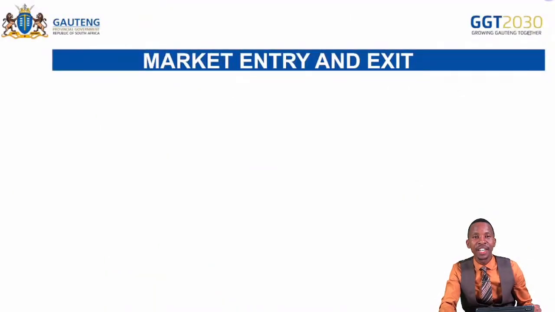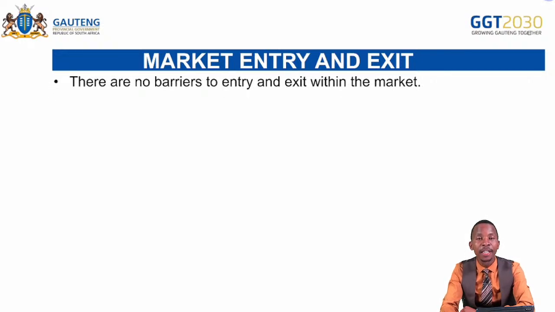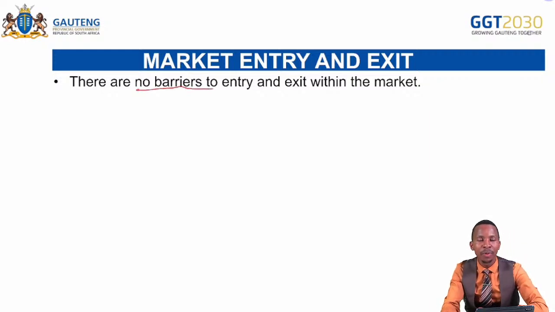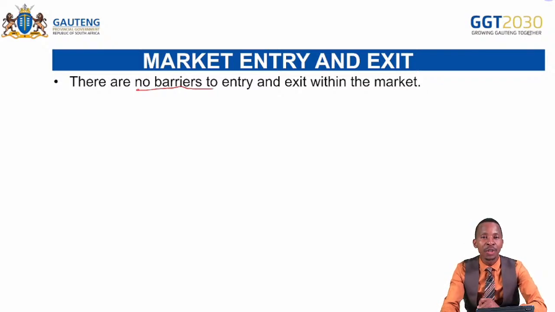And then market entry and exit. Remember, we said new firms are free to enter the market while existing firms are free to leave the market. Meaning, in this market, there are no barriers to entry. Barriers to entry do not exist here. If we talk of barriers to entry, we talk about those restrictions that will prohibit or block the entry of new businesses into the market. They don't exist. Firms are free to enter the market if they want to enter and enjoy profits.